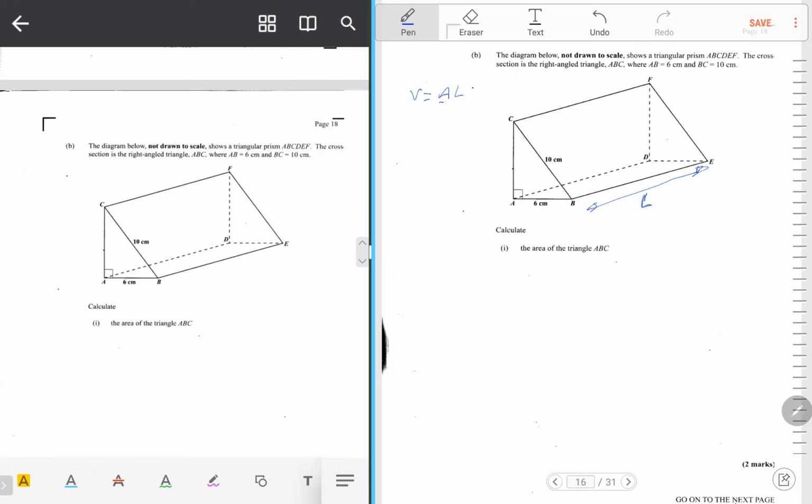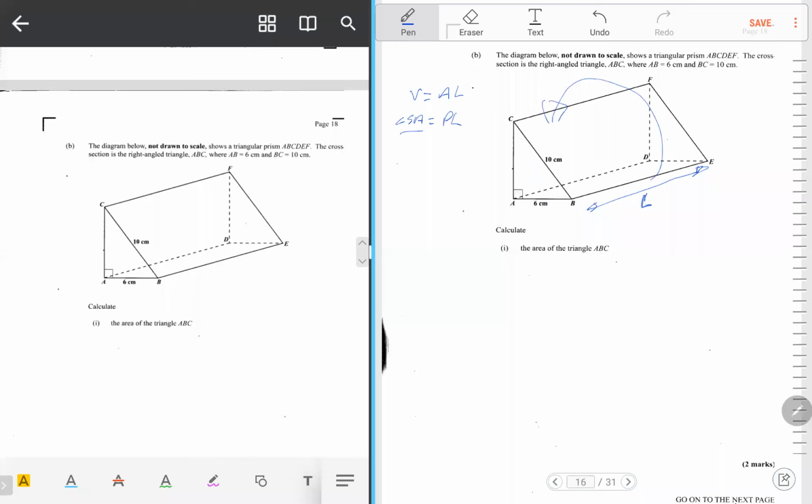The A is the end area, the area of the end, which in this case is a triangular end. So that will give the volume, end area times the length. And now the second formula is that the curved surface area is the perimeter of the end times the length. What's the curved surface area? It's the area of the faces around the side of the object.